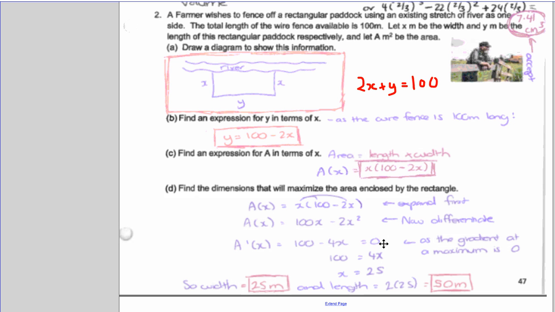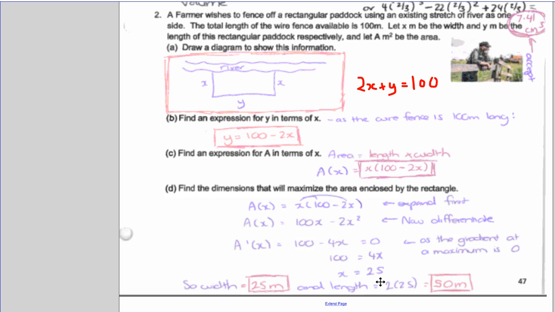So to solve, maybe let's add 4x to both sides. So therefore 100 equals 4x, and then you just divide off the 4. So divide both sides by 4, you end up getting 100 divided by 4 is 25. So x equals 100 divided by 4, so x equals 25.